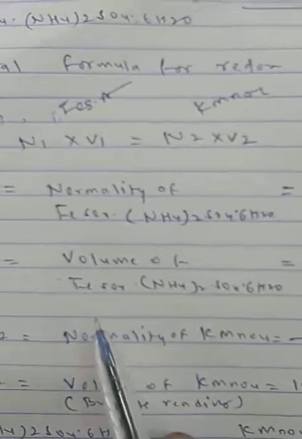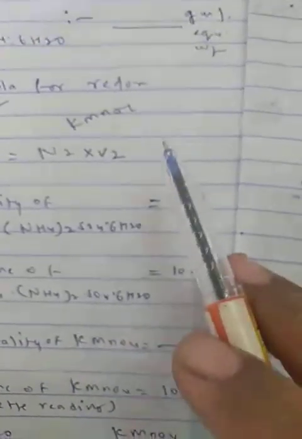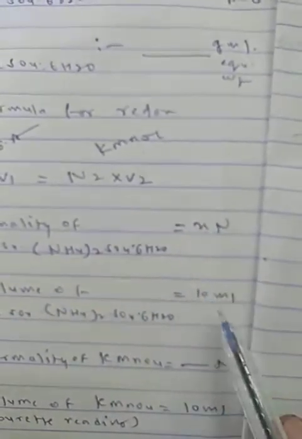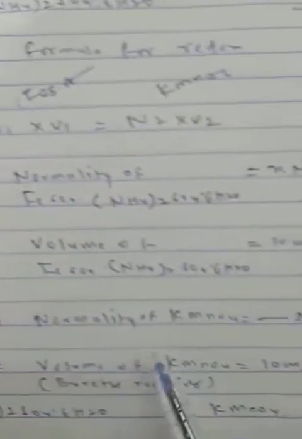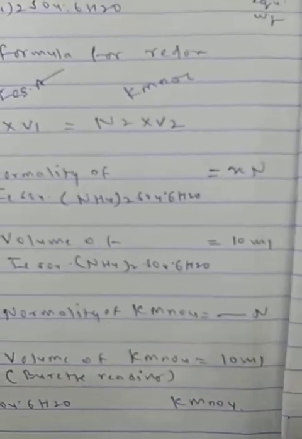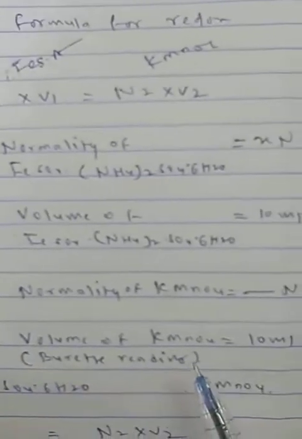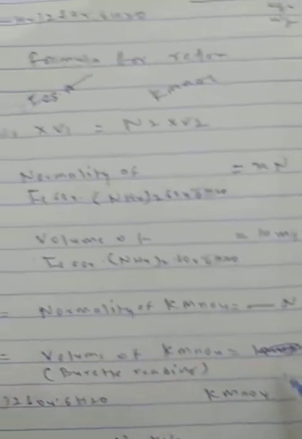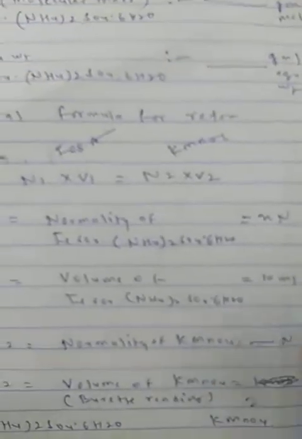V1, the volume of ferrous ammonium sulfate, is equal to 10 ml. So here we know the unknown normality and 10 ml. Third, you write N2, this side: N2, the normality of KMnO4, is equal to dash, that we will give in the experiment when you perform it. V2 is the volume of KMnO4, the burette reading. That is not 10 ml; it is the burette reading at that time, maybe like last time 10.5, 10.3, 9 point something, whatever the reading is coming on the burette side.